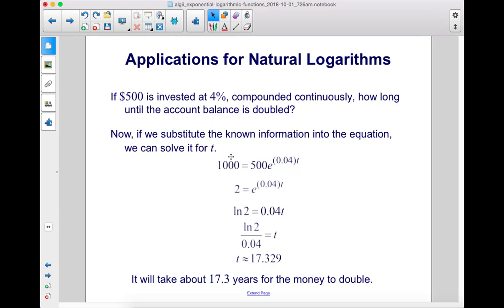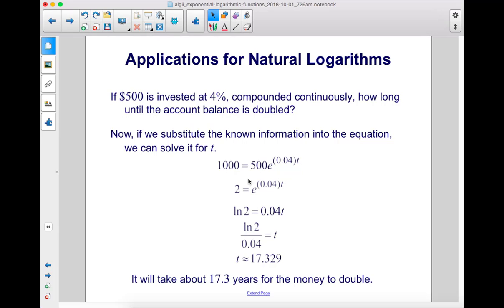So we set 1,000 equal to 500, which is the initial investment, times e to the 0.04, because that's the rate, times t power. So we're looking for what t is. What's the time here? The amount of years. So if we divide both sides by 500, we get 2 equal to e to the 0.04 t power.